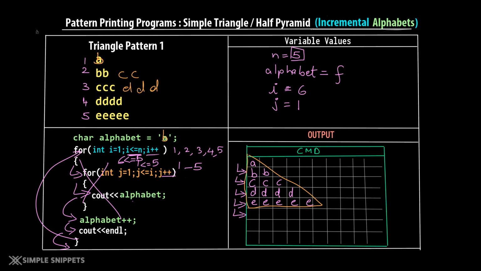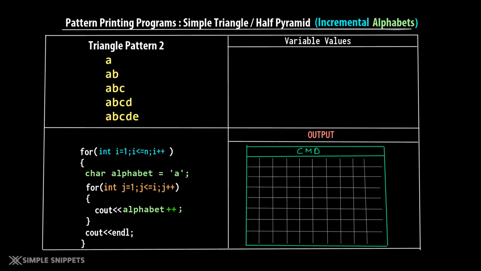Let's quickly jump to triangle pattern 2. Okay, so triangle pattern 2 is where we are getting a sequence of alphabets. We are first printing only one element on the first row, which is A. Then for the second row we are printing A and B. Then on the third row we are printing A, B, C, and so on and so forth. So n over here is also 5. Correct? We want 5 rows.